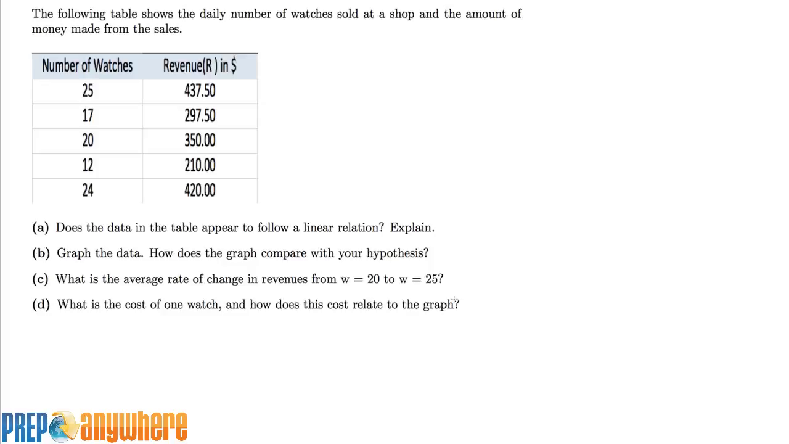Okay, the following table shows the daily number of watches sold at a shop and the amount of money made from the sales. Okay, so there's 25 watches sold, and this was the amount, and so on, right? Part A says, does the data in the table appear in a linear relationship?